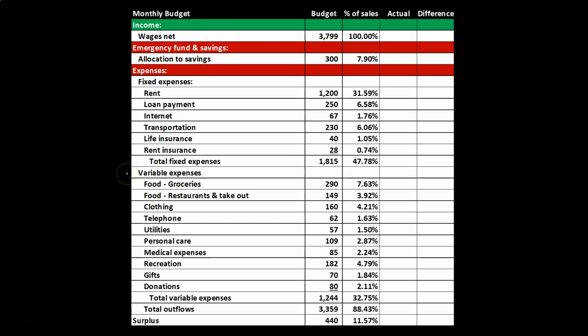Then we got the variable expenses. These are the things that are not going to be as clear. These are the things that change over time, and possibly the things that you have more control over. So note, with these, oftentimes they're going to go up as your income goes up.